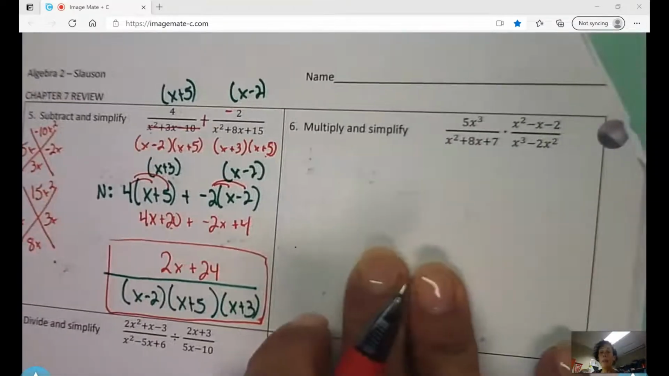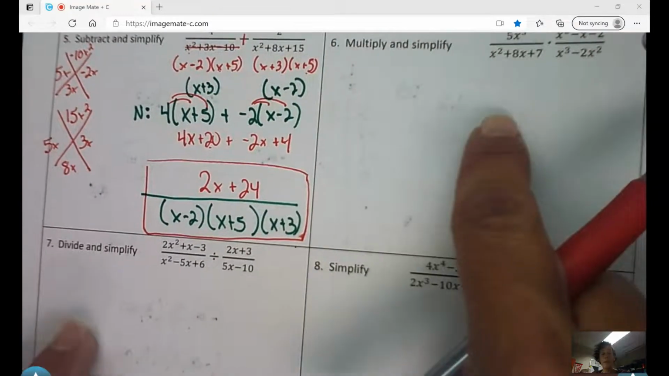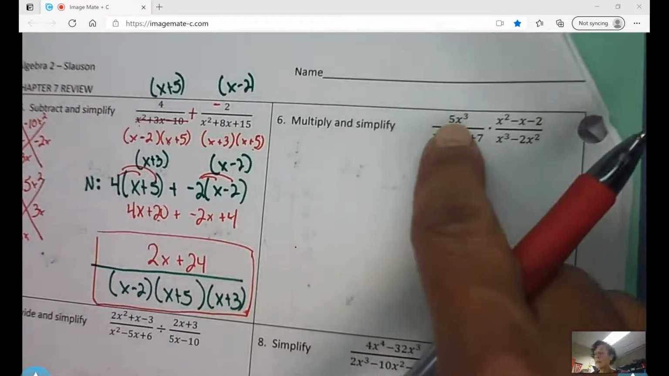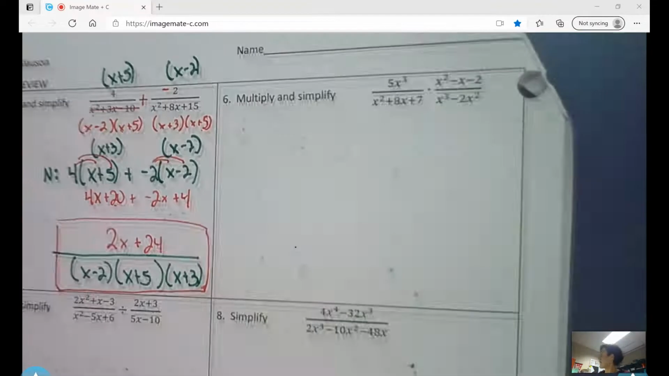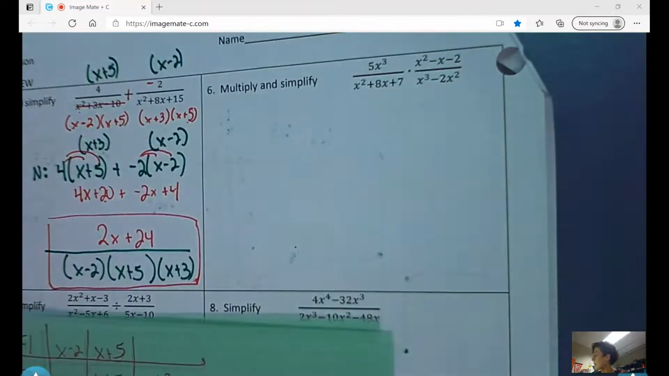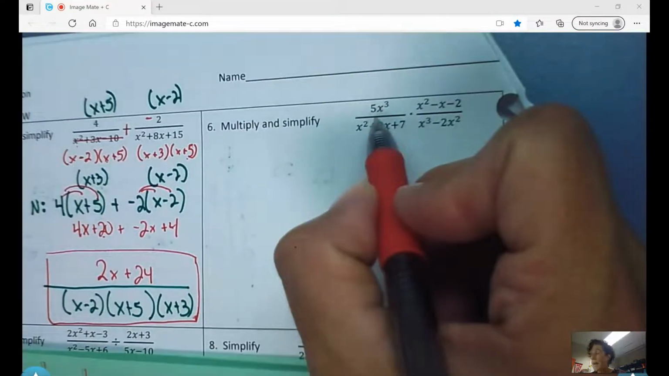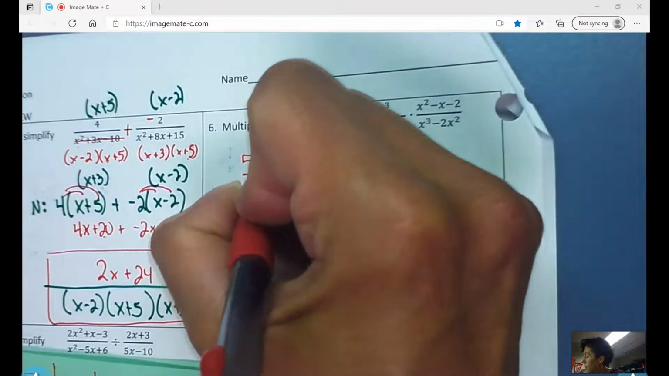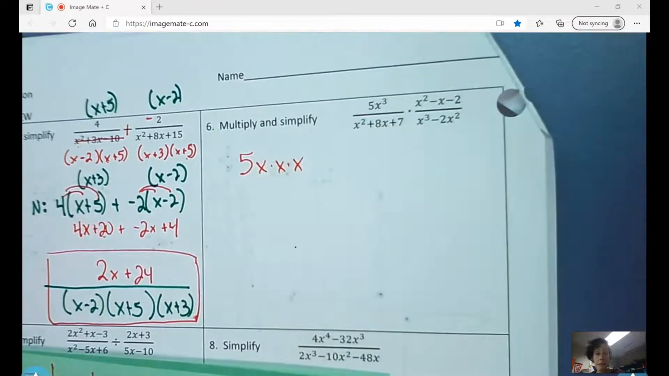Number 6, another multiply and simplify. These will be similar, except this is a copy dot flop and this isn't. So as far as these directions go, again, just make sure you factor all the numerators and all the denominators. So 5x cubed, you could factor it if you really want to. You can make it 5 and x and x.